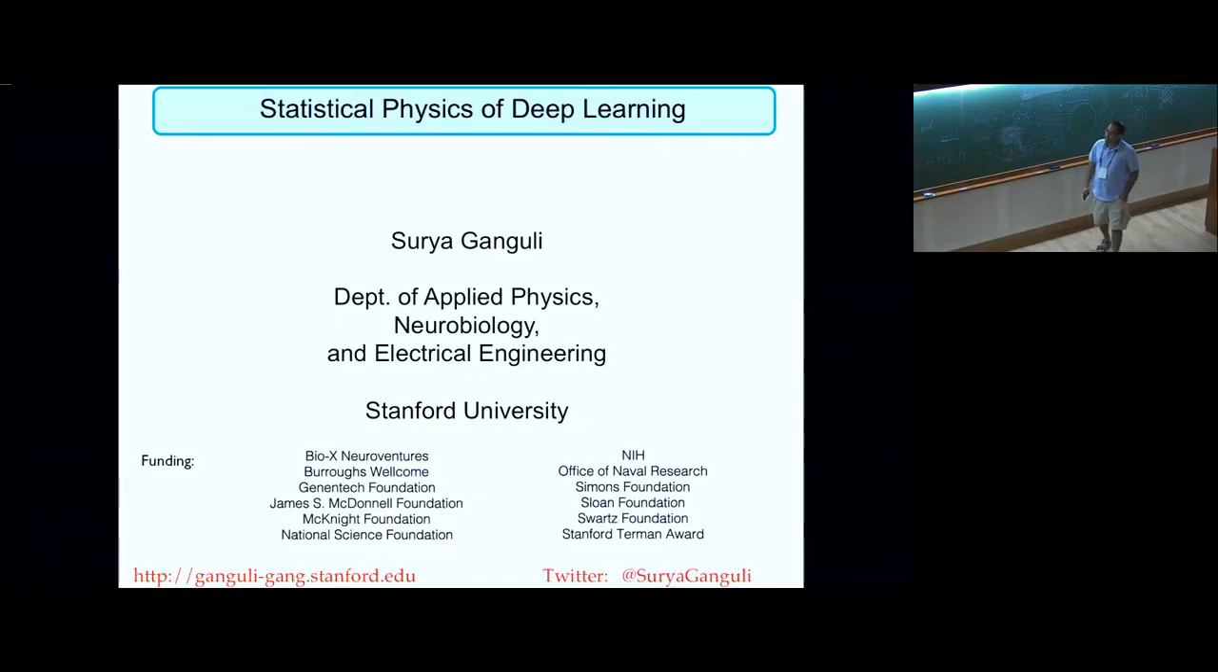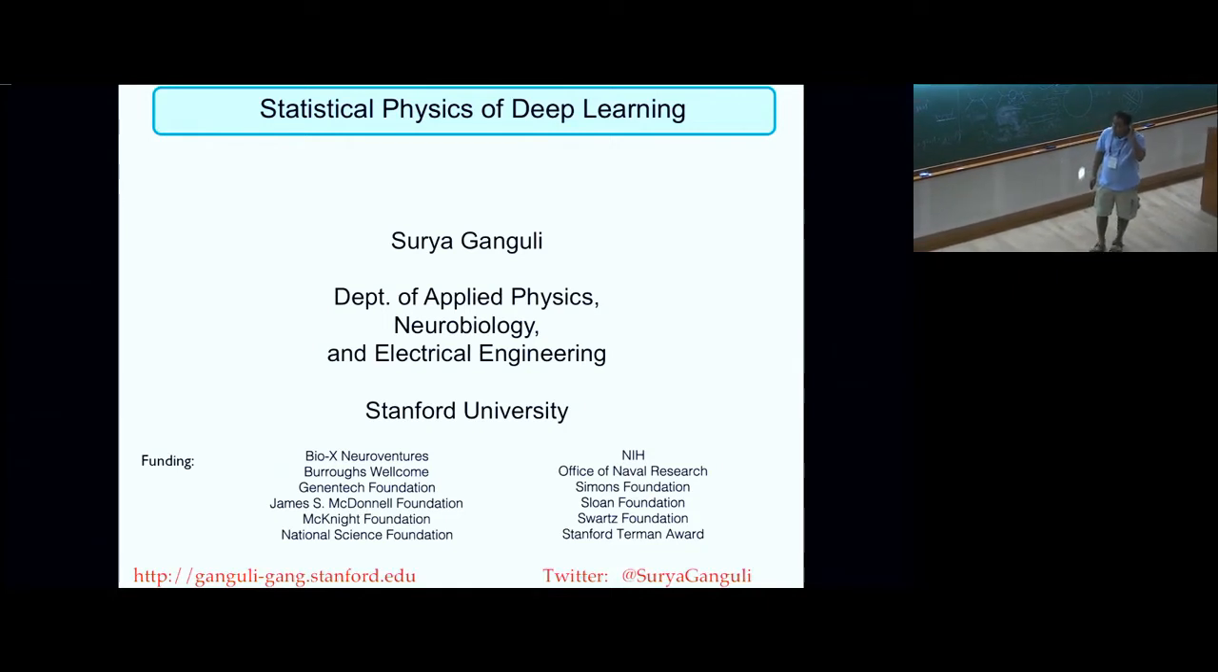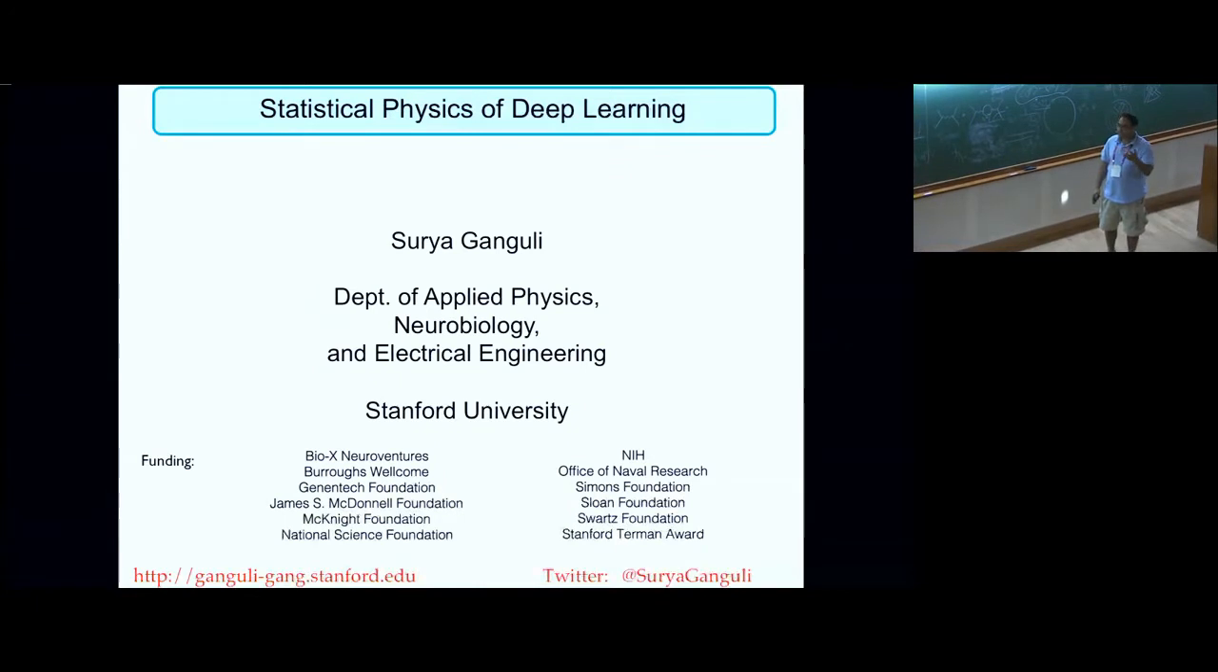Okay, so I'm going to talk about the statistical physics of deep learning, and actually it's really nice to go after all the previous talks because a lot of the ideas that you've seen, random matrix theory, and so on and so forth, will appear in this, as applications in deep learning.